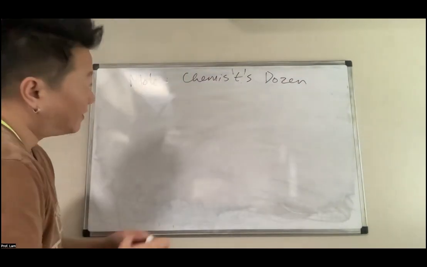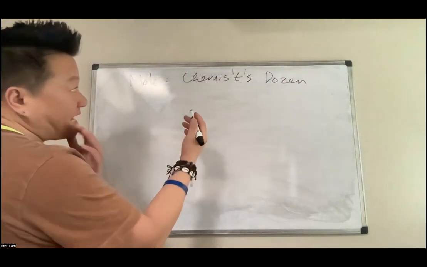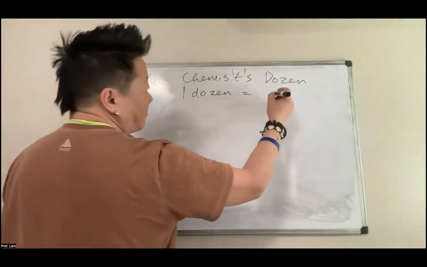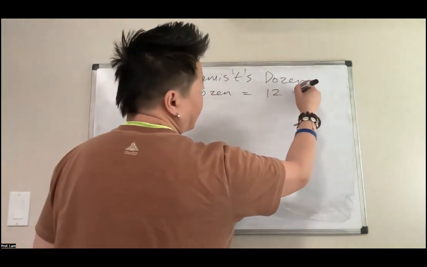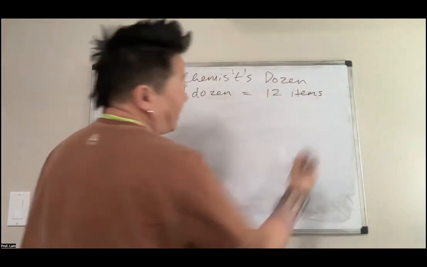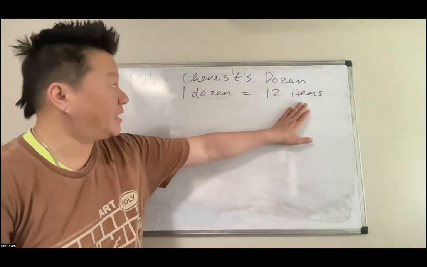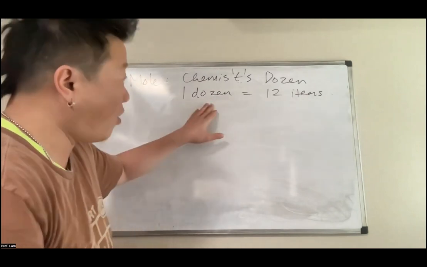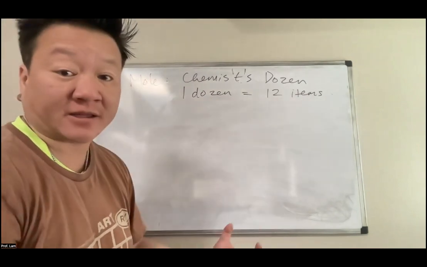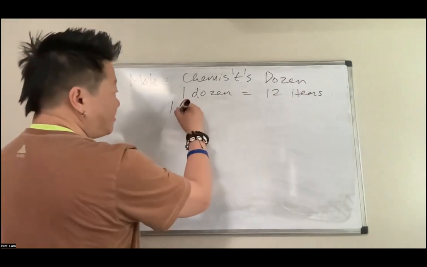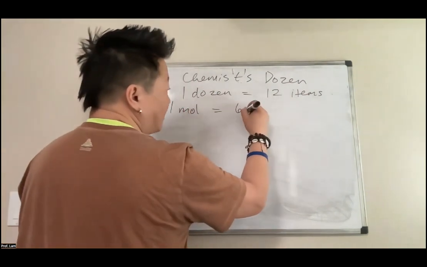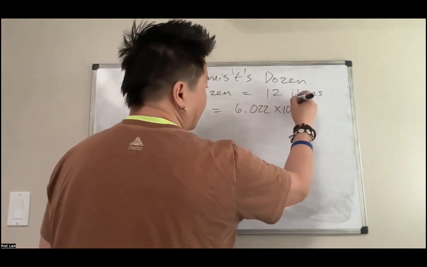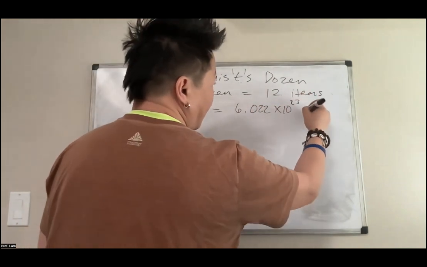Okay. So that's the analogy. Chemist's dozen. So a regular dozen is 12 items, and items here can be anything. 1 dozen eggs would be 12 eggs. 1 dozen oranges would be 12 oranges. So it's just anything. So similarly, 1 mole of something is 6.022 times 10 to the 23rd items.